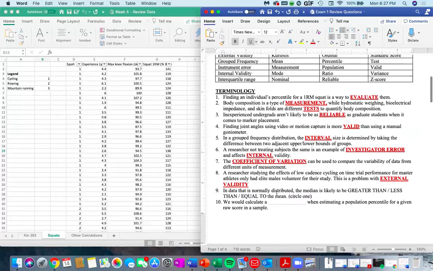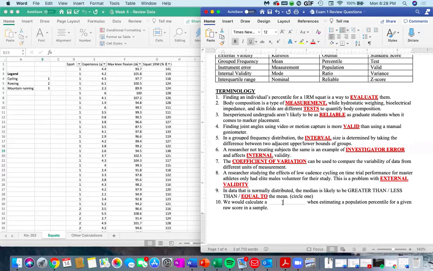Okay. Number 9 says, in data that is normally distributed, the mean is likely to be greater than, less than, or equal to the median. Equal to. Equal to, right? Perfectly distributed data basically says our mean, median, and mode, right? All three of our measures of central tendency are going to be the same. Okay.